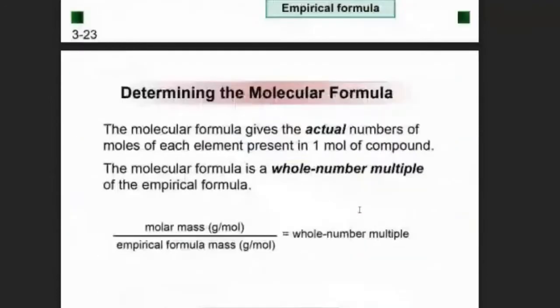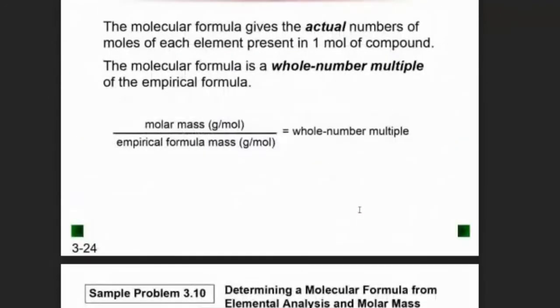And we'll spend a lot of time on this part. The molecular formula gives the actual number of each, so you know exactly how many atoms of each substance are present. And you do this by taking the empirical formula and the molar mass, we'll call it the molecular formula mass for now. Dividing the molecular formula mass by the empirical formula mass gives you a whole number multiple. We'll call it lowercase n. So this shows the relation between the molecular formula mass and the empirical formula mass. It's a multiplier. I'll show you in a little bit.